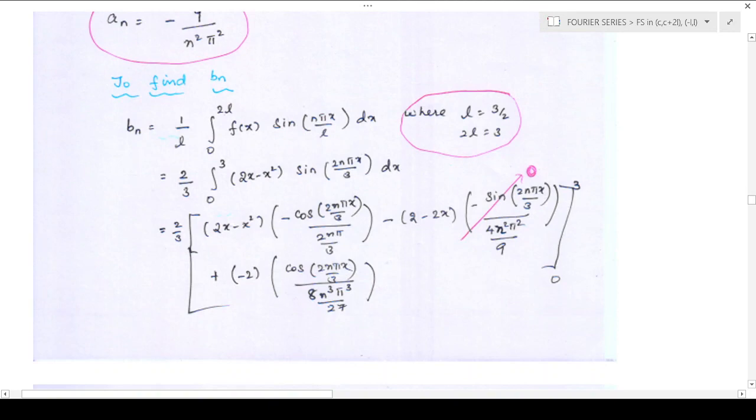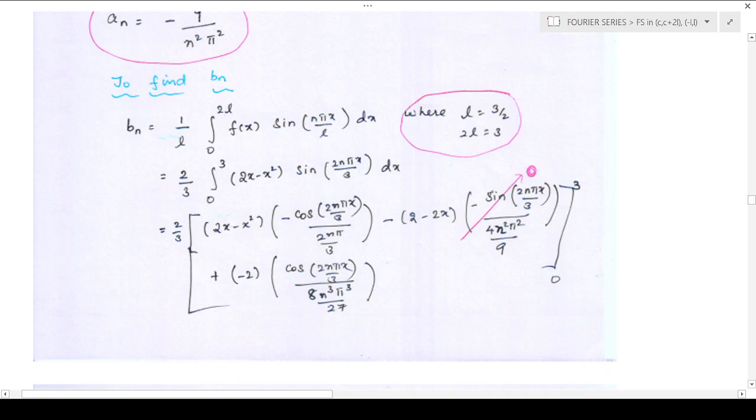You are going to find bn. Your bn is 1 by l, 0 to 2l, f of x sine n pi x by l into dx. Your l, as we have already seen, is 3 by 2, and 2l is 3. Then again we are going for Bernoulli's integration by parts. You put 3 pairs of brackets. First you write here 2x minus x square. Here 2 minus 2x. Here differentiate this, it is minus 2. Then in the first term, second bracket, integrate this. It is minus cos divided by 2n pi by 3.